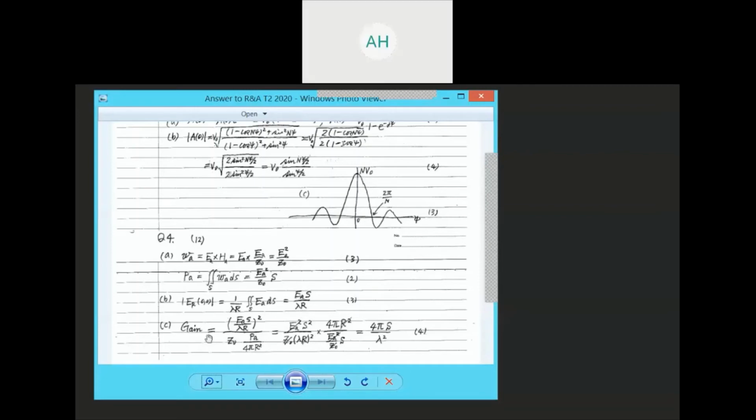So by calculating this equation, we can obtain 4 pi S divided by lambda squared. This is the expression of the antenna gain. So do you understand this answer? Yes, Sensei. But I don't think I could answer that before.